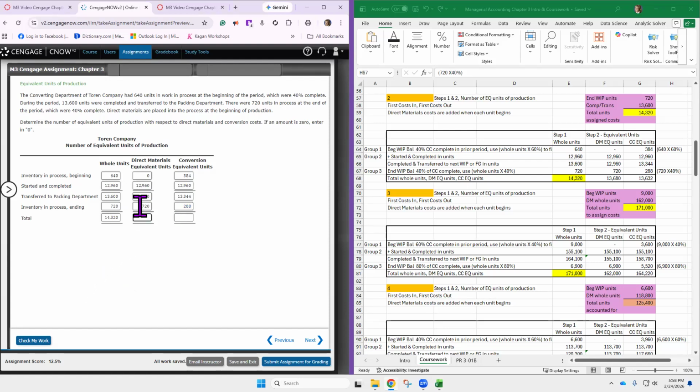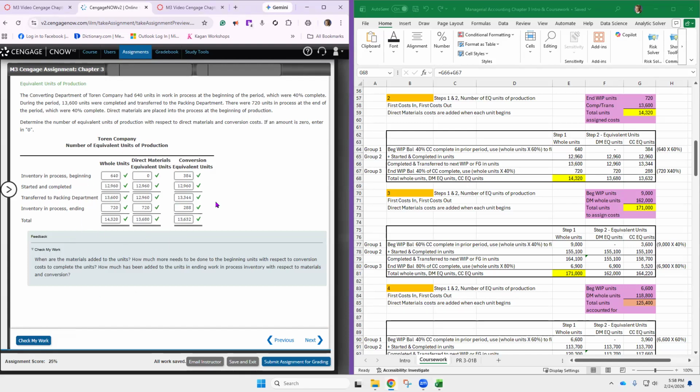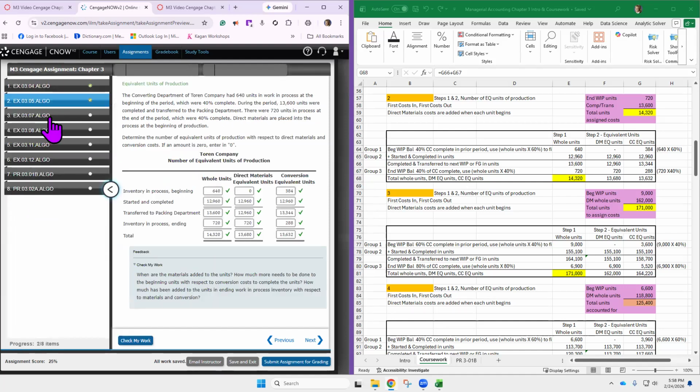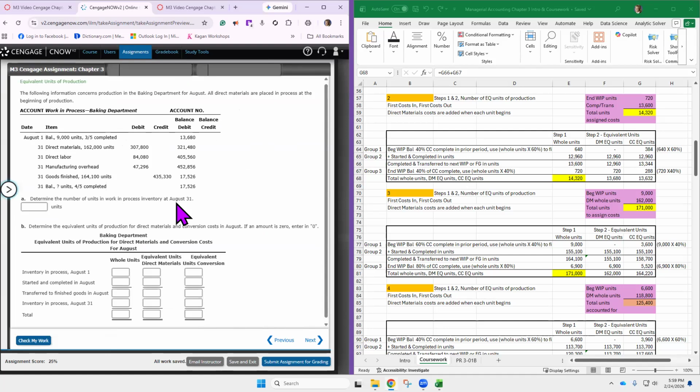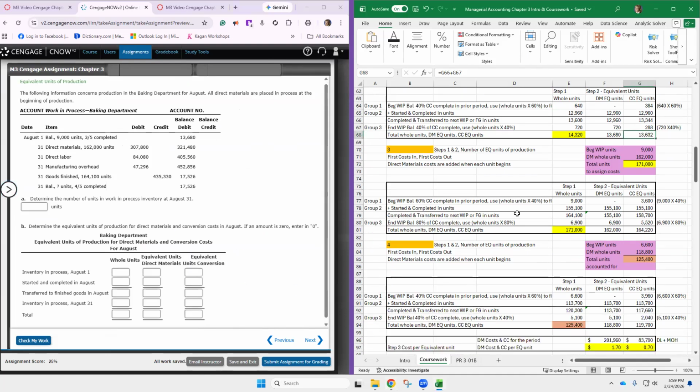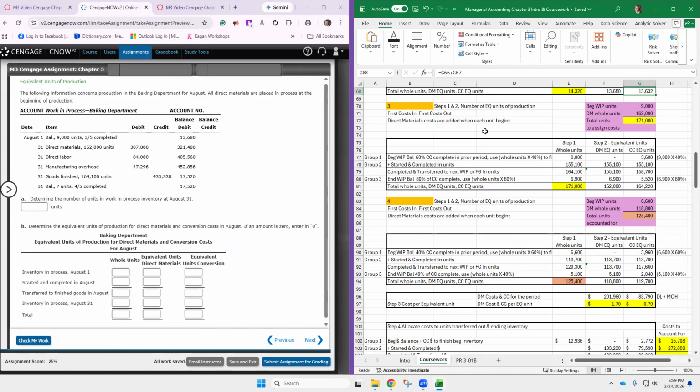And now you only want to add these last 2. Okay, and I have this in my spreadsheet right here. And then the conversion cost column is 13,632. All right, so this is doing step 1 and step 2 of that production report. And that's what I did right here. Let's go to the next one. So these are equivalent units of production. So we're ready for number 3.